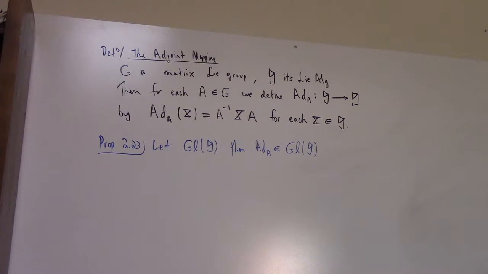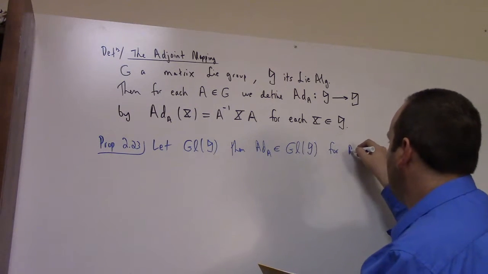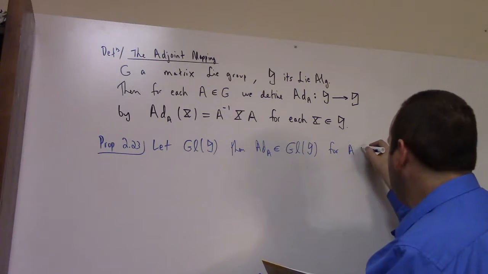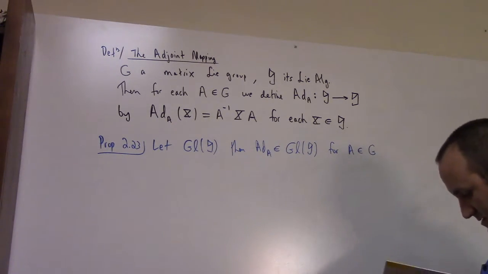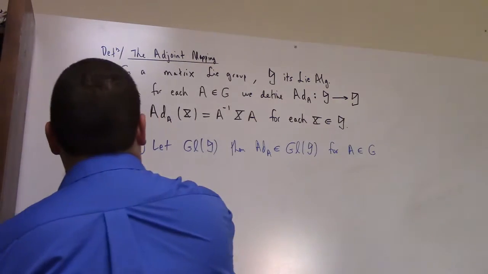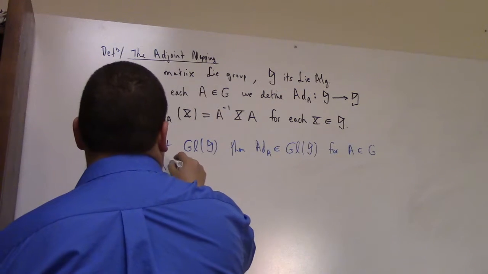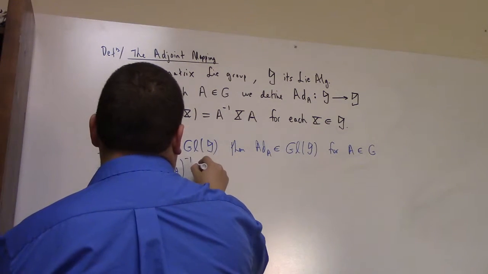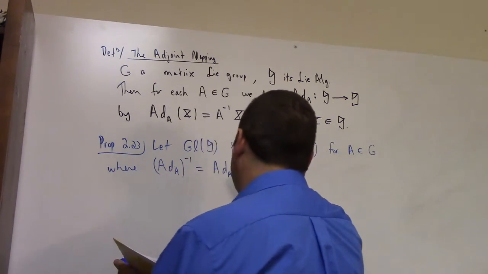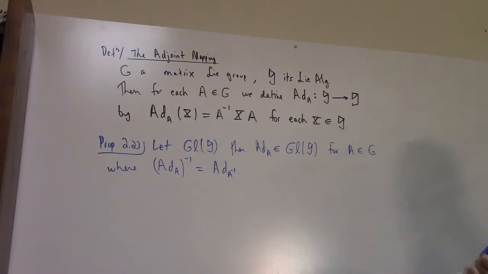Then the adjoint of A is an element of GL(frak G). In other words, it's an invertible linear transformation, in fact. I should say this before: where is A from? A is in G. What is the inverse? It's going to be Ad of A inverse. Ad of A inverse is equal to what? Something gets lost in the English of it. Ad of A inverse is Ad of A, inverse. Well, yes, that seems rather tautological, except it's not.